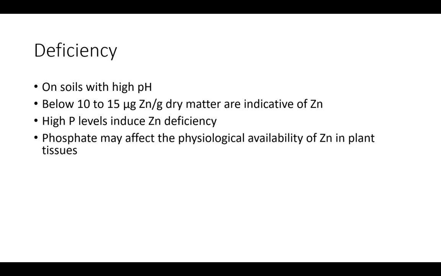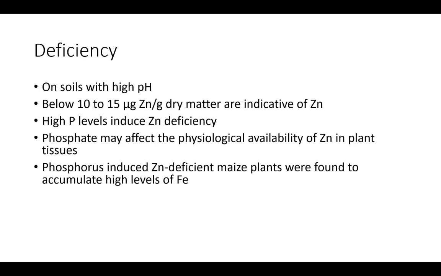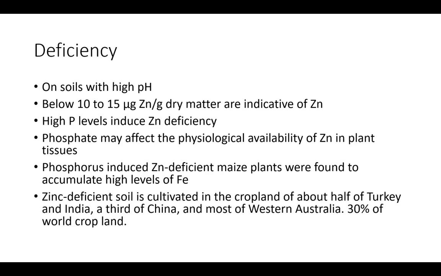Phosphates may affect the physiological availability of zinc in the plant tissue. Phosphates are very important in zinc metabolism. Phosphorus-induced zinc-deficient maize plants were found to accumulate high levels of iron. That's a compensatory mechanism. Zinc-deficient soil is cultivated in the cropland of about half of Turkey and India, a third of China, and most of Western Australia. This accounts for 30% of the world cropland.